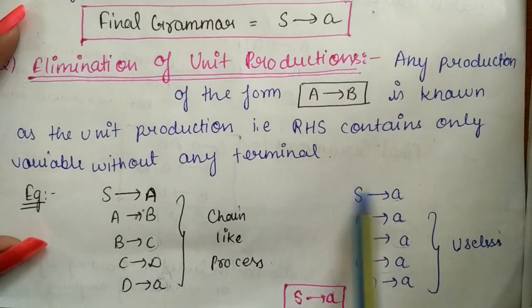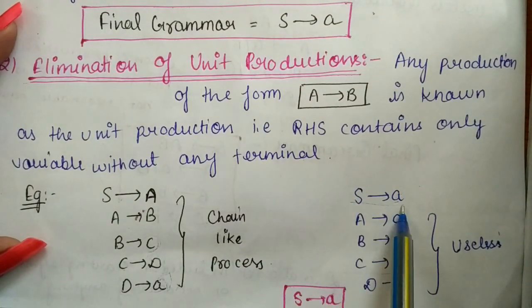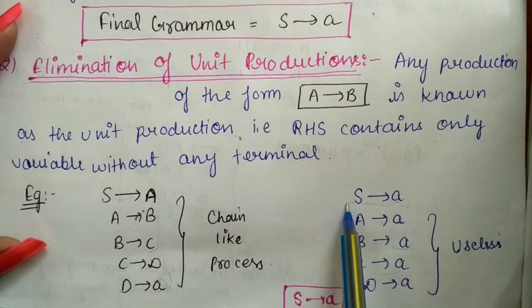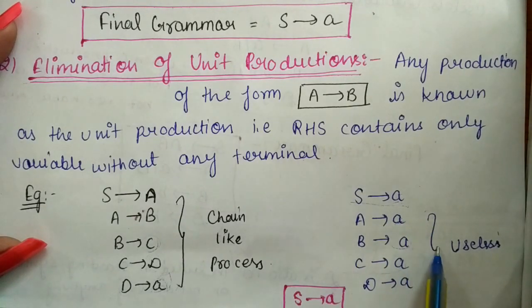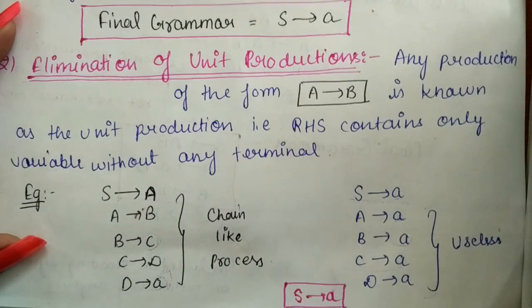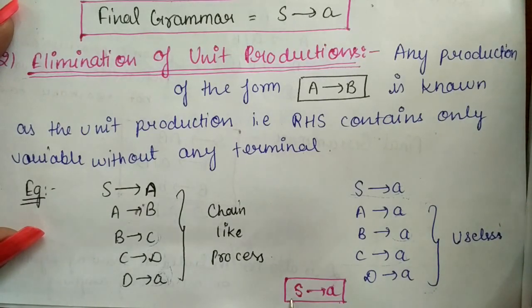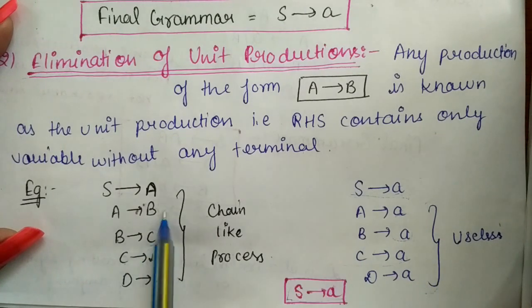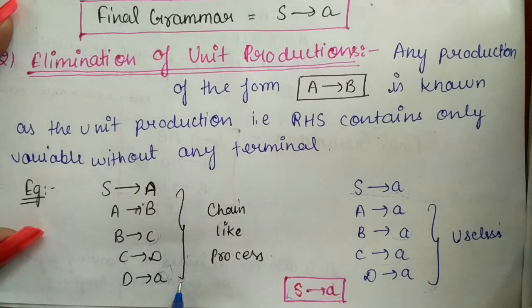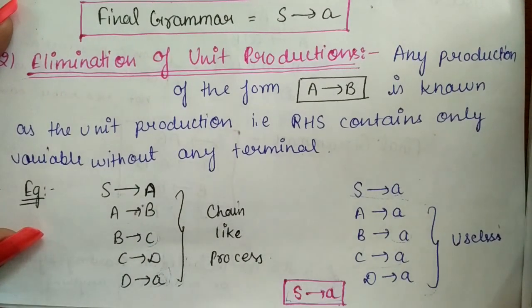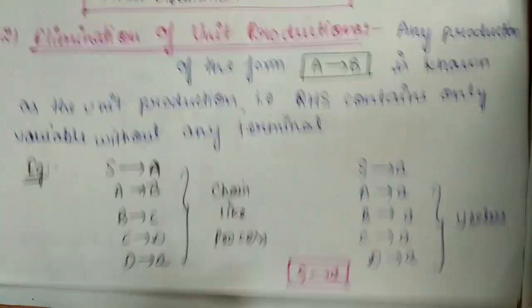Now you see that the starting symbol is itself deriving a terminal. So what is the use of this production? This production is not of any use. So our final grammar is S tends to A only. These are all the unit productions, and these are of no use. Okay. Now let's see another example.